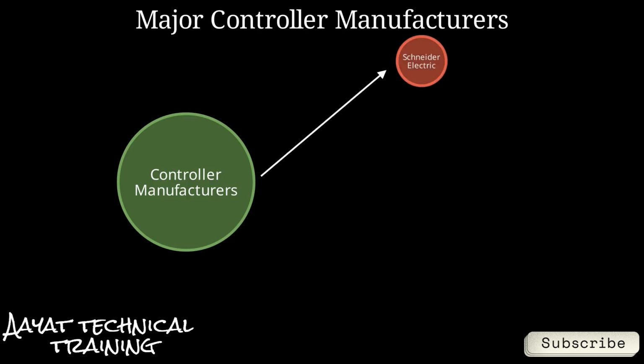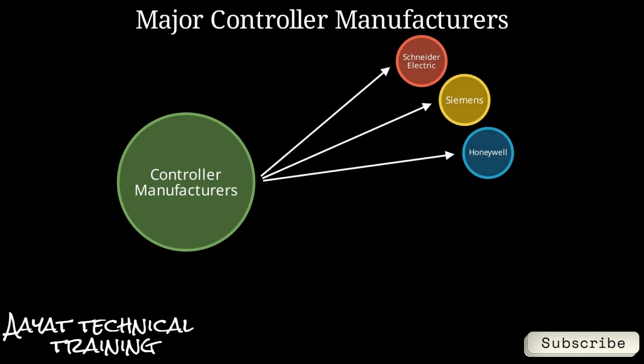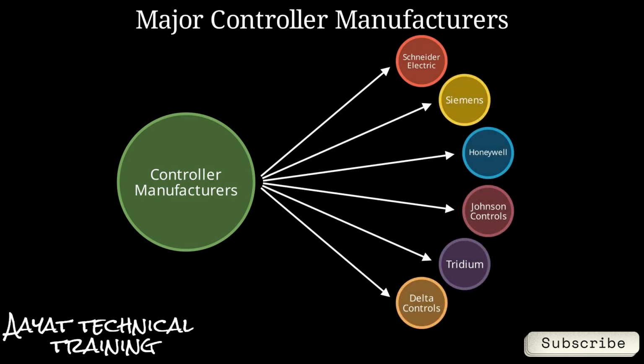Leading BMS controller manufacturers include Schneider Electric, ASP, ASB, MP Controllers; Siemens, PXC Series, DXR, Desigo PX; Honeywell, CIPR, Spider; Johnson Controls, FX Series, Metasys; Tritium, Jace Controllers; and Delta Controls, eBCON Series.